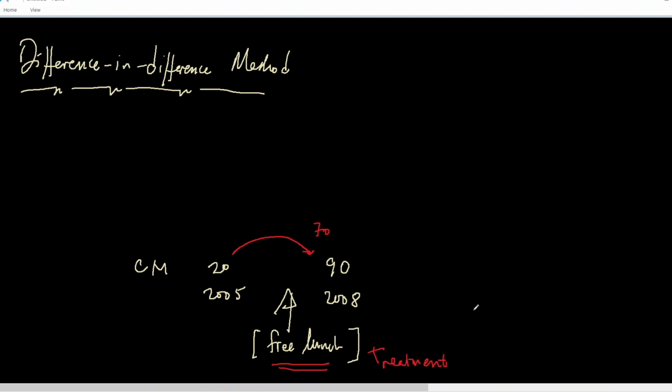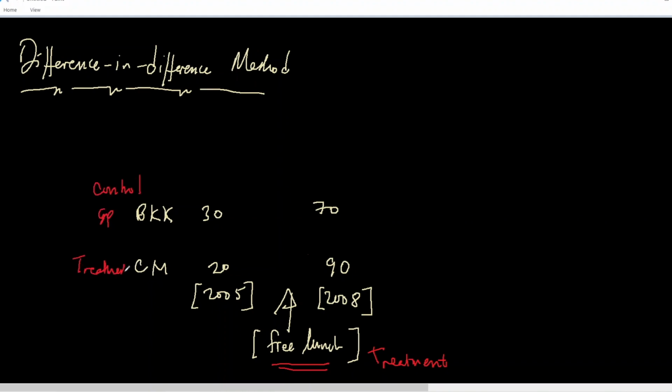So the difference in difference method requires you to have, of course, a control group. So say as a control group somewhere in another big city in Thailand called Bangkok, we also conducted a test in a very similar rural area, but this time in Bangkok, in 2005, and the average score we got, say, was 30. And we did a post-test in 2008, and we found the average score to be 70. So Bangkok would be what you call the control group, and Chiang Mai is the treatment group.